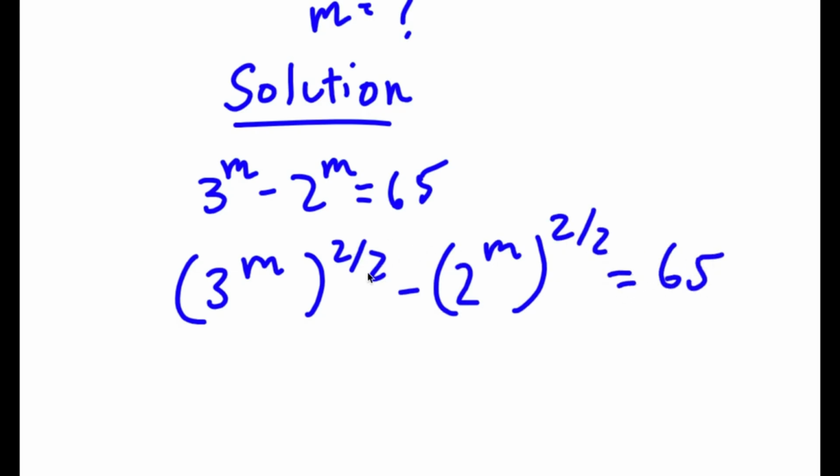And 2 over 2, that's the same thing as 1. So it's the same thing as 3 to the power of m to the power of 1, which is the same thing as 3 to the power of m. Same thing for 2 to the power of m: 2 over 2 is 1, so this is the same thing as 2 to the power of m to the power of 1, which is simply 2 to the power of m.